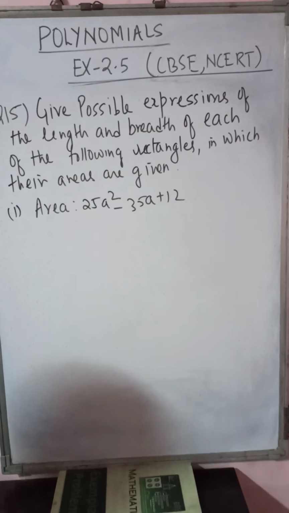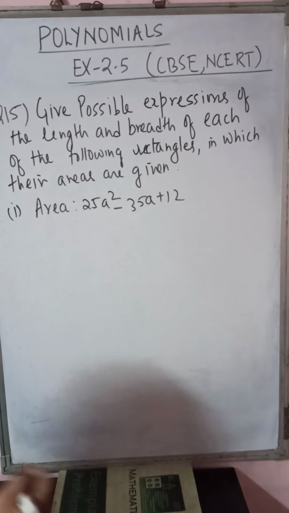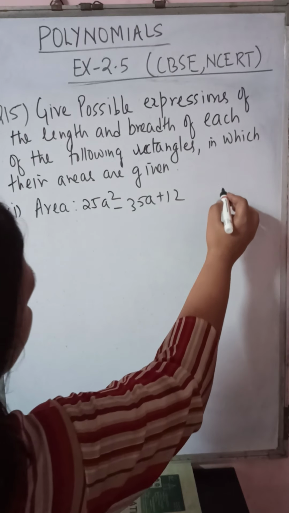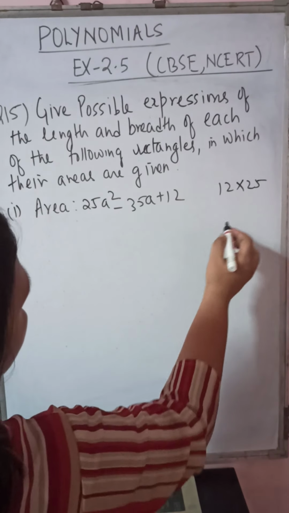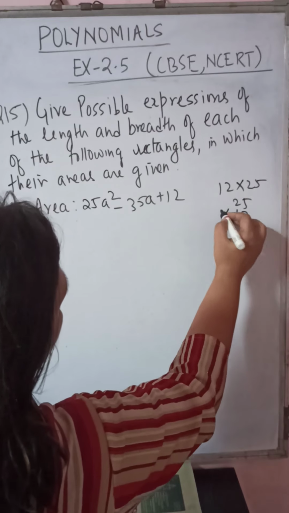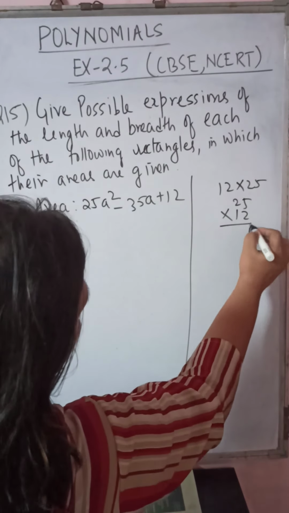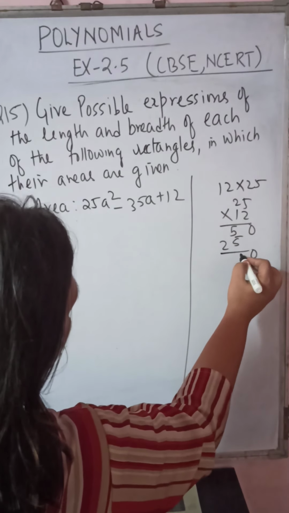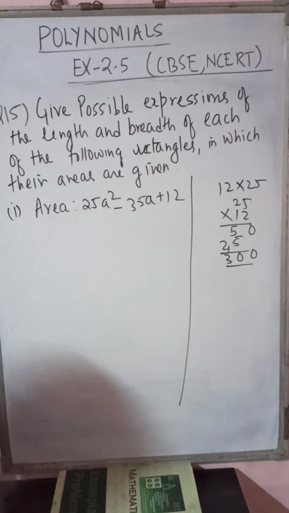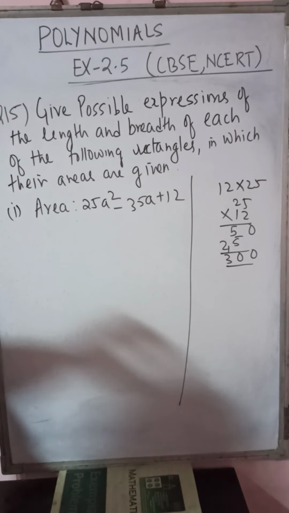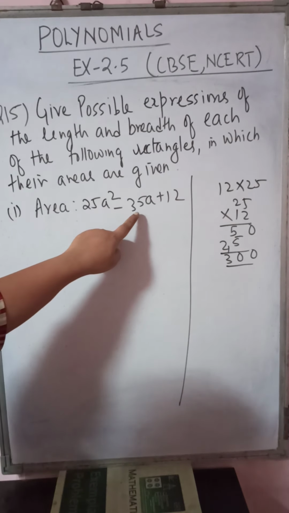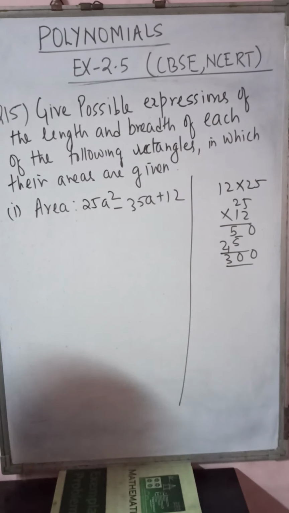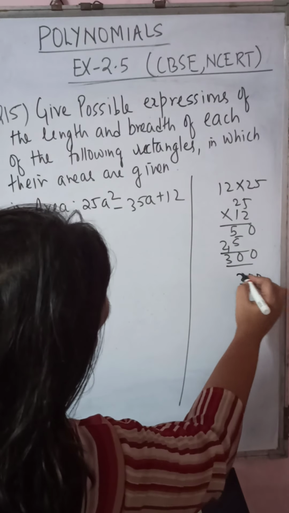The two factors which you will get will be the length and the breadth. So you all know splitting the middle term: the last term is 12 and the coefficient of the first term is 25. So 12 into 25, let's see what we are getting. 25 into 12 is 300. We have to find factors of 300 such that when you add or subtract them you get minus 35, and when you multiply them you get 300. So how do we find them? Just do prime factorization.